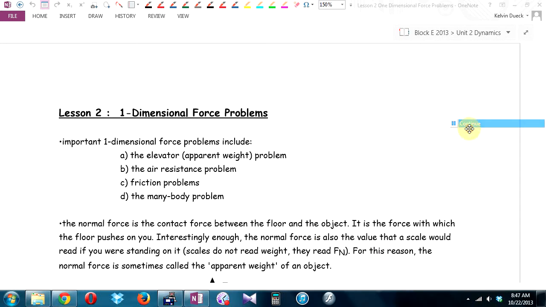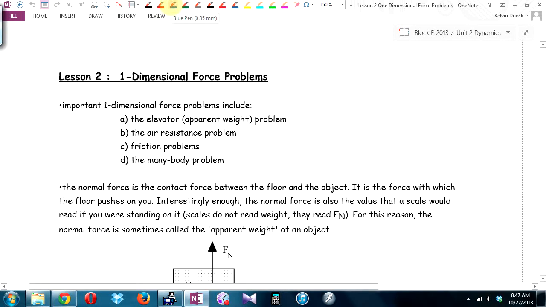So the normal force is the contact force between the floor and an object. That's not quite right, but we're going to start there. It's the contact force. It's a Newton's third law, reactive forces come in pairs force. The reason the normal force has to be there is because of Newton's first law.